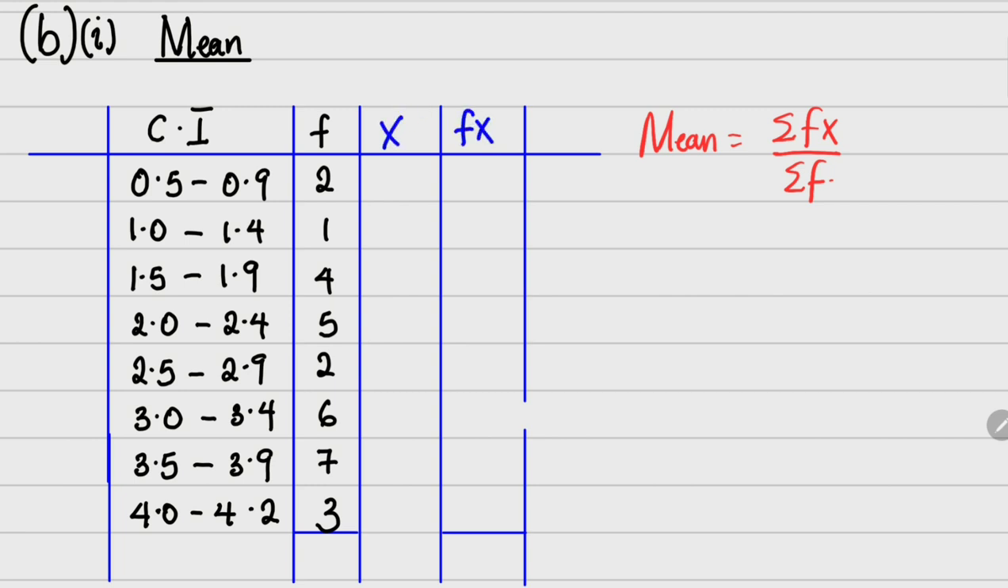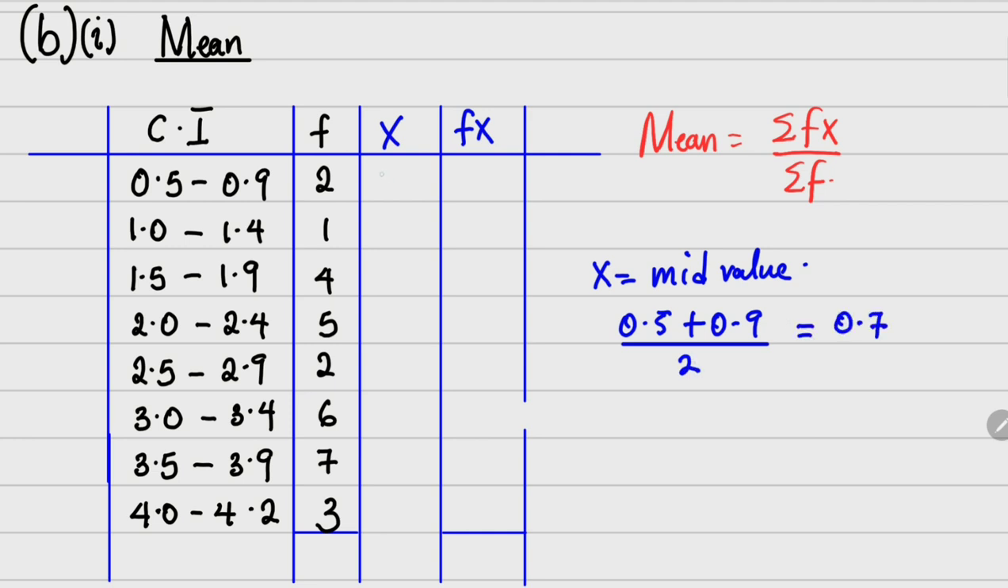Now what is the meaning of x? x means the mid value. And how do you calculate that? You go to the class interval. Let me use the first one as an example. You have 0.5 plus 0.9, divided by 2. That is what you are going to do. If you do that, you are going to have 0.7. So on the first side here is 0.7. The next one, if you do it, you are going to get 1.2.